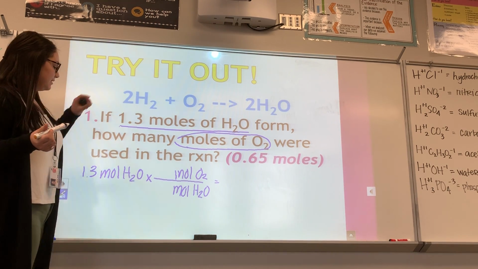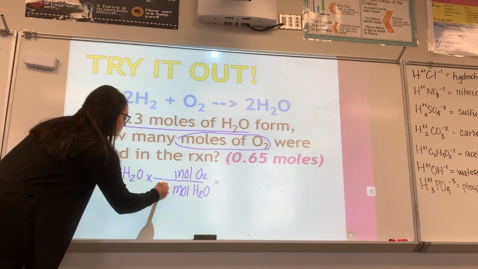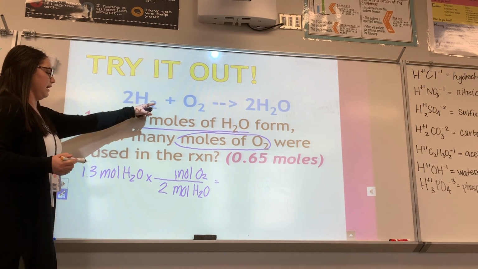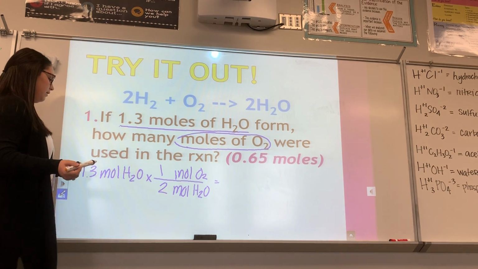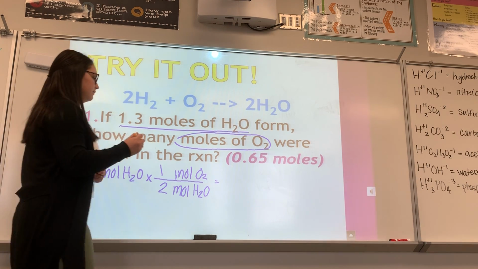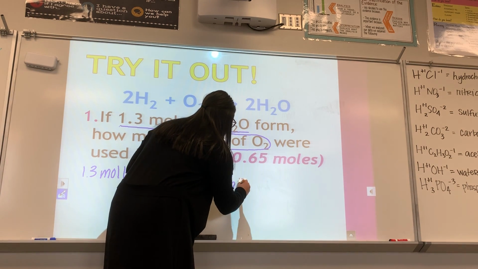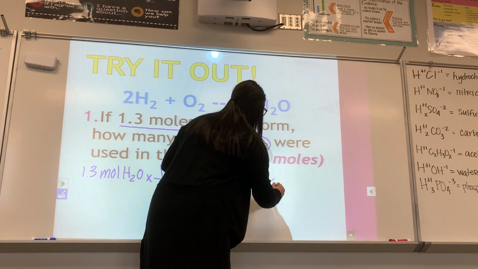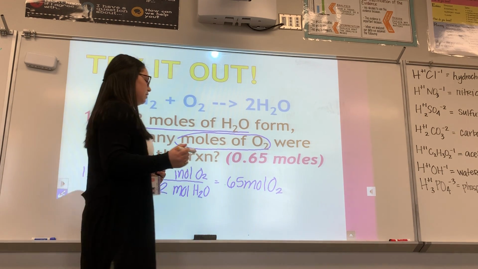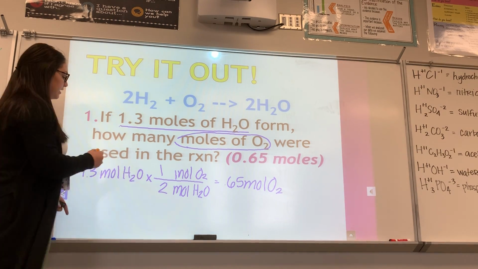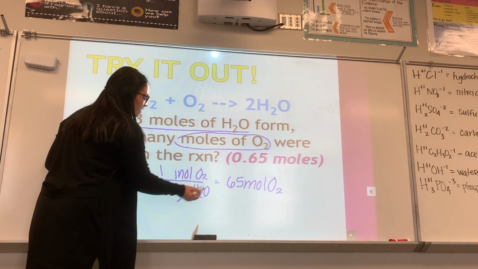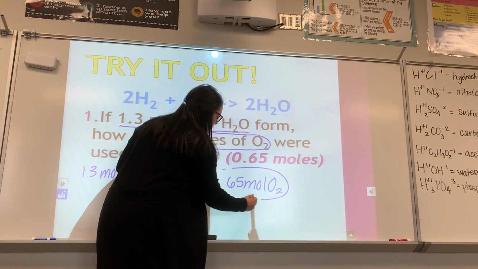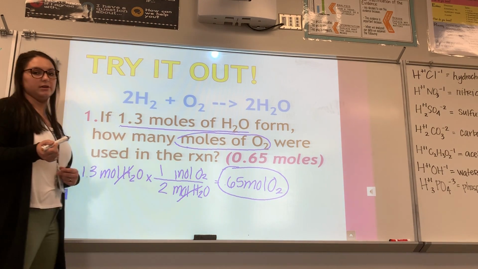Going from my balanced chemical equation, I have 2 moles of water. I have 1 mole of oxygen. I solve this, and I get 0.65 moles of O2. We make sure that we're always writing our units, or else we're going to mess up. And in my answer, I circle my answer with my appropriate units.